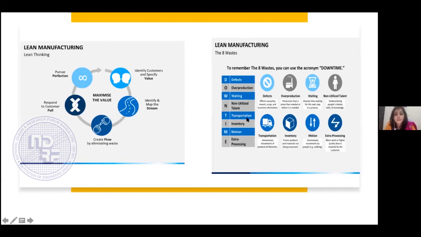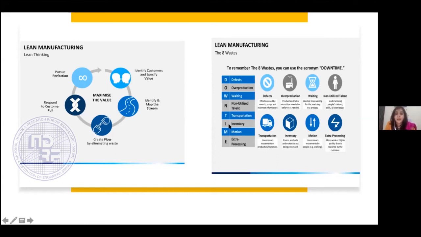T for transportation. Transportation is movement of the products from one place to another. If we can reduce it as much as possible, that will help. Have the vendors closer to your manufacturing plant or to your service where it is needed. That way there's quicker turnaround, right?